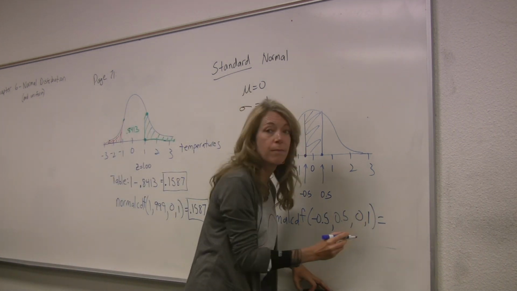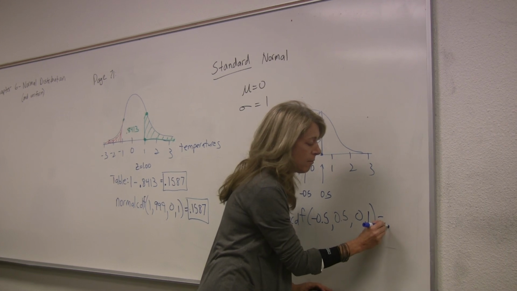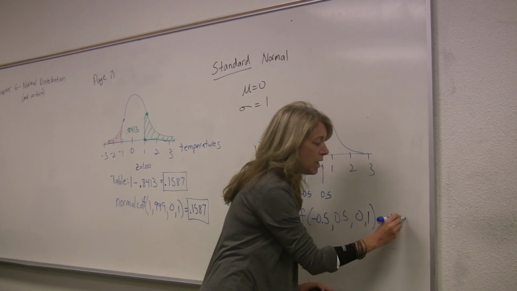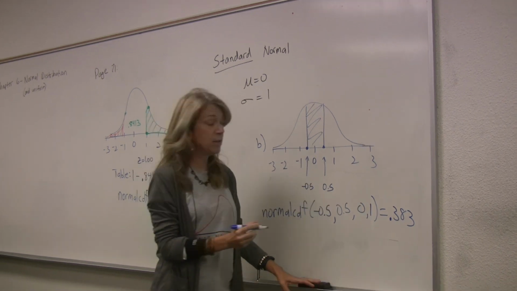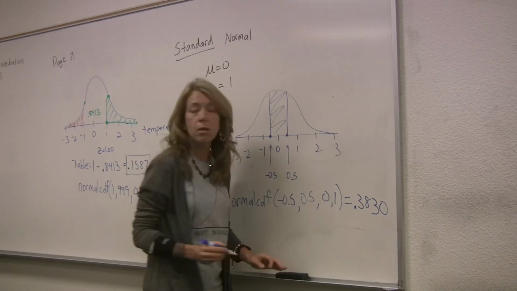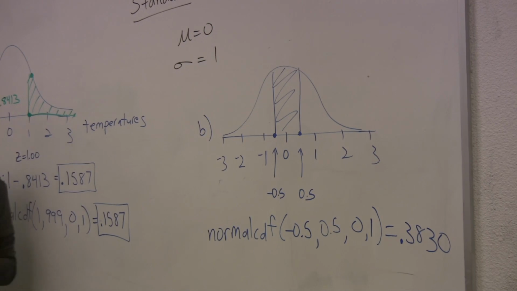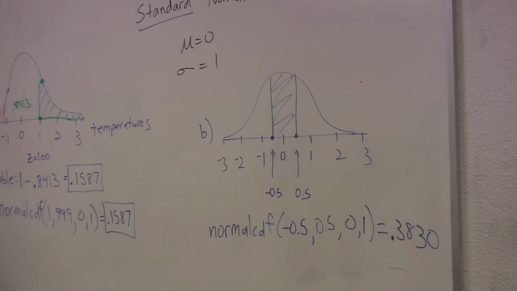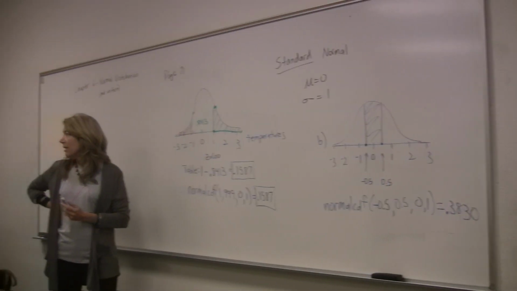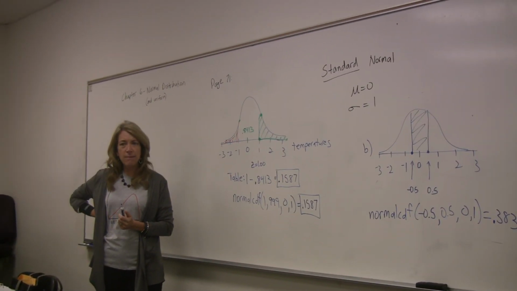And what was the answer? 0.383. Did it have one more digit? It rounds. Quite often in this chapter, they'll ask you for 4 digits, because the table gives you 4 digits, so they'll ask you for 4 digits. Questions on that way?